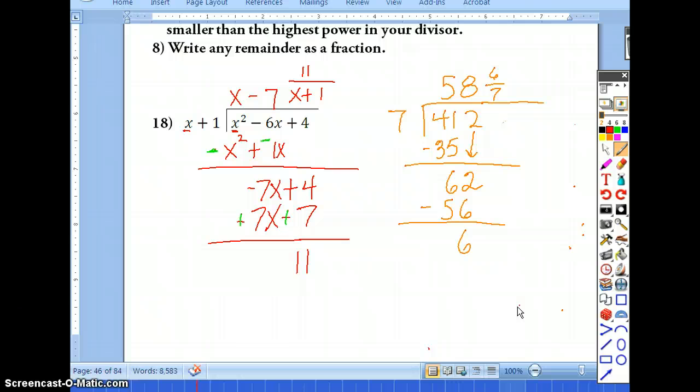Now, one of the things that I'm sure you're wondering is how come I didn't continue? How did I know when to stop? Well, I don't have an x term left down below. I have the number 11. And we don't know how many times x can go into 11 because we don't know what x is. And so that's our key for when to stop.